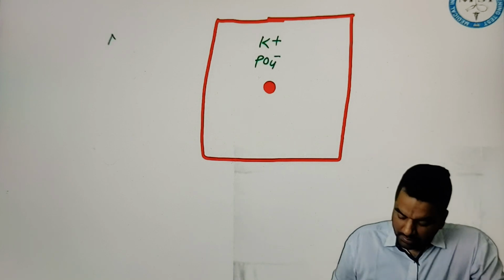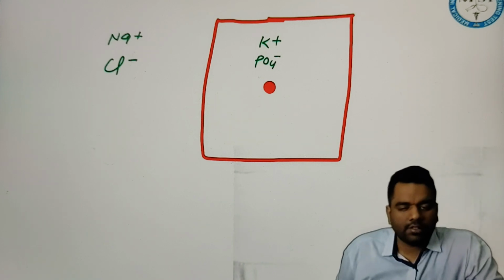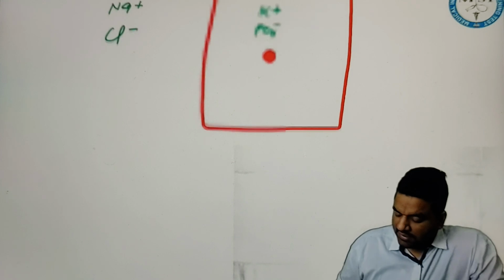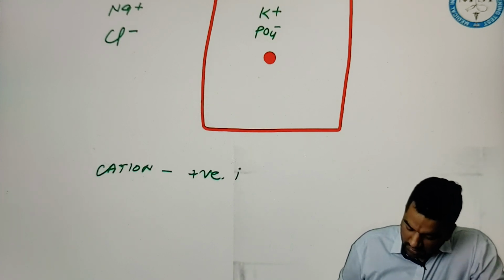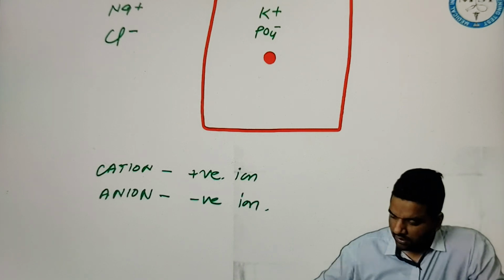Outside the cell, the most positive ion is sodium, and if one positive is there, one negative will also live, and the most negative outside the cell is chloride, right? So the most positive ion inside the cell is potassium, outside is sodium; the most negative ion inside the cell is phosphate, outside is chloride. And remember, guys, cation means positive ion, and anion means negative ion.